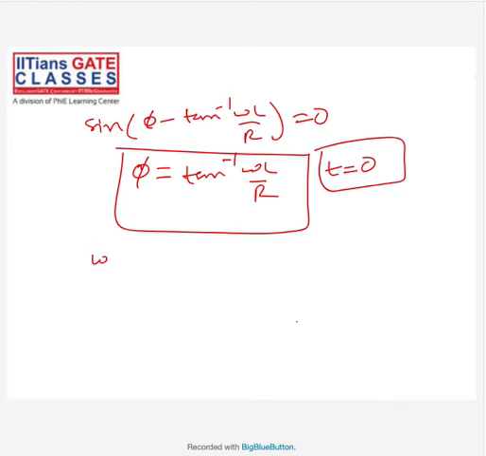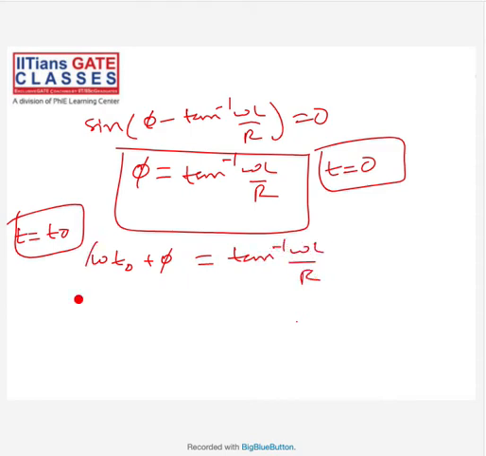Otherwise, when the switch is closed at t equal to t naught, what will I get? Omega t naught plus phi is equal to tan inverse omega L by R. If you substitute t equal to 0, you'll get the earlier one. This is very important. Phi equal to tan inverse omega L by R is the condition where you'll get transient free response in AC when the switch is closed at t equal to 0. If the switch is closed at t equal to t naught, omega t naught plus phi equal to tan inverse omega L by R.